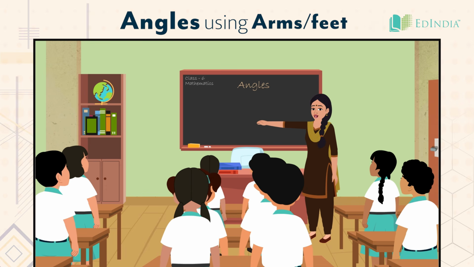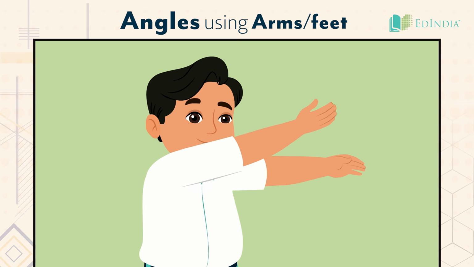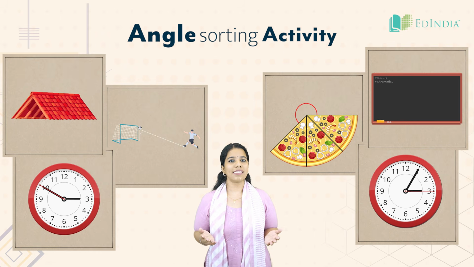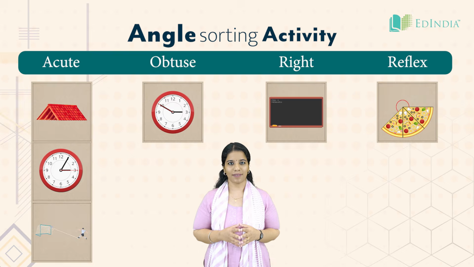Students can also be taught angles by an activity where students are told to make an acute angle with the arms or feet, and the students stretch both the arms or feet to form a V shape for an acute angle. Angle cards can be presented and students can be asked to sort them into categories.